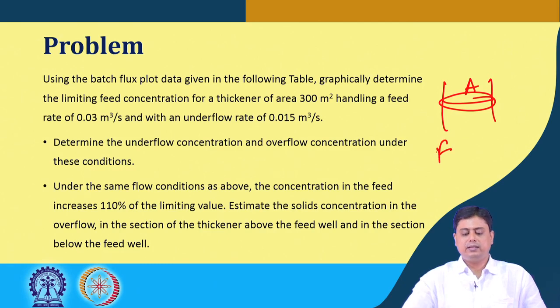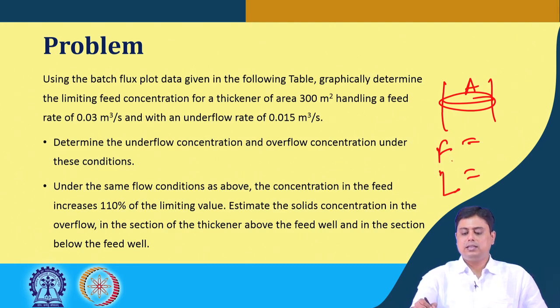feed rate is given, underflow rate is given. We have to determine the underflow concentration and overflow concentration under this condition. This is the first part. So, how should we solve this?